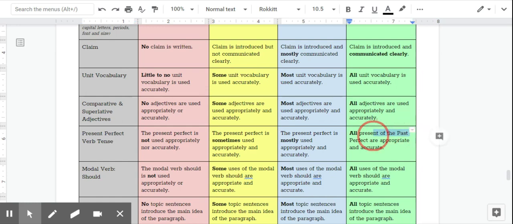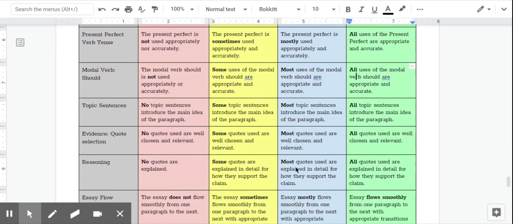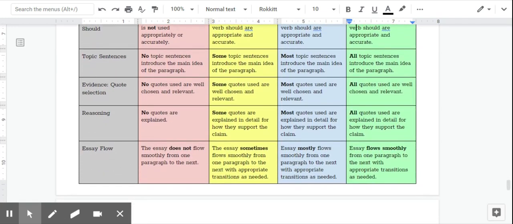I noticed a typo. It happens to the best of us. So all uses of the present perfect are appropriate and accurate. The next category is the modal verb should. To get a 4, all uses of the modal verb should are appropriate and accurate. Moving on, we have topic sentences. To get a 4, all topic sentences introduce the main idea of the paragraph.